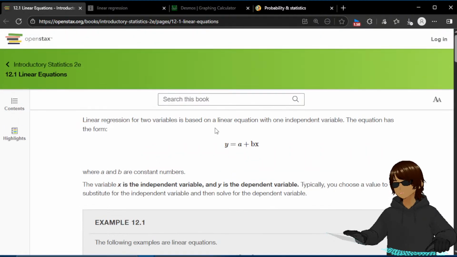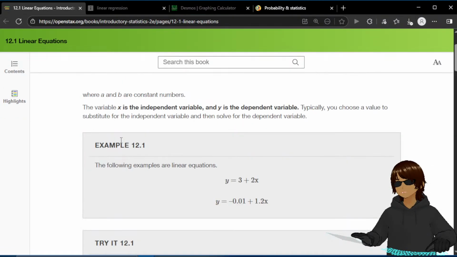Linear regression for two variables is based on a linear equation with one independent variable. The equation has the form y is equal to a plus bx, where a and b are constant numbers. The variable x is the independent variable and y is the dependent variable. Typically, you choose a value to substitute for the independent variable and then solve for the dependent variable. The following examples are linear equations. y is equal to 3 plus 2x.